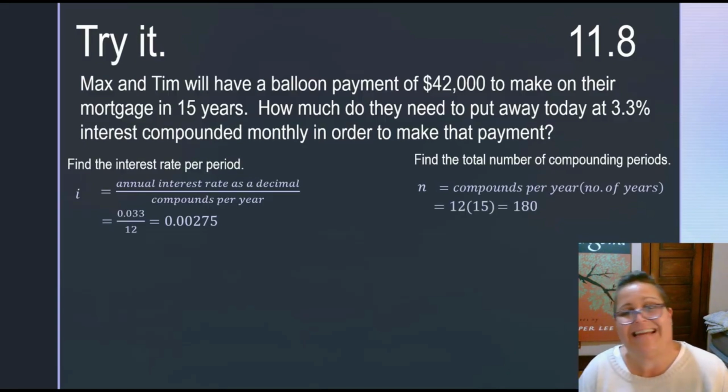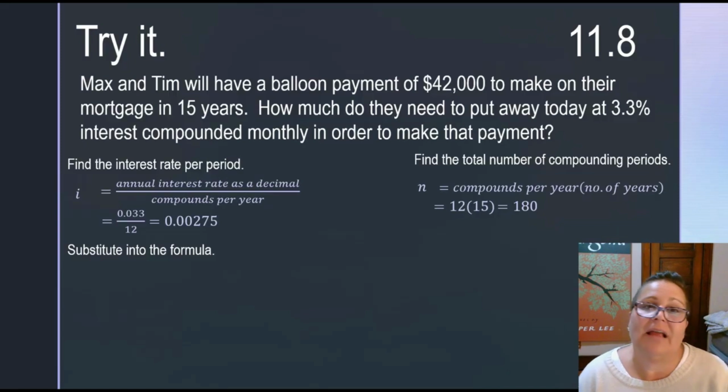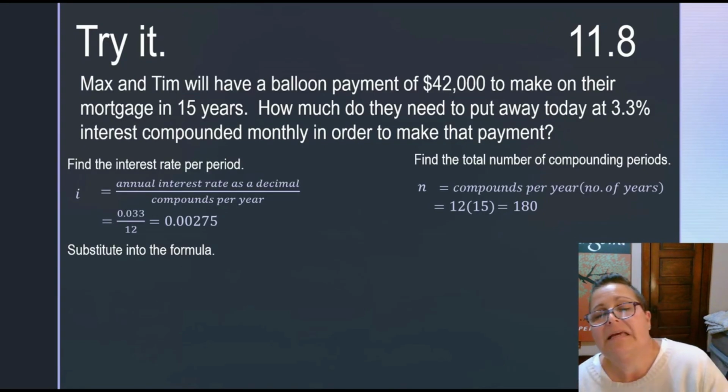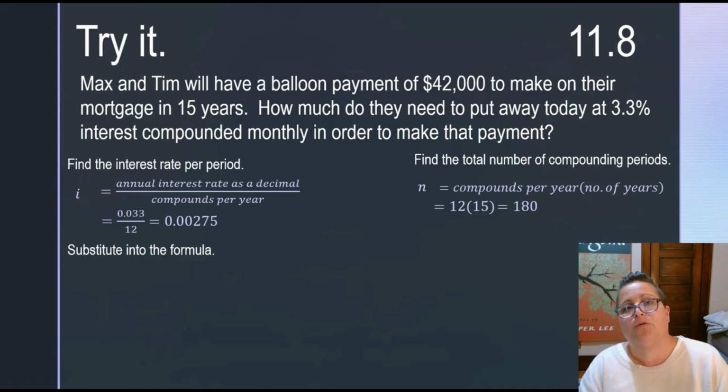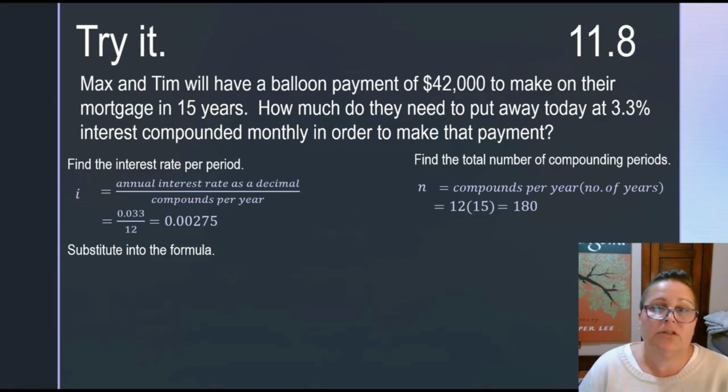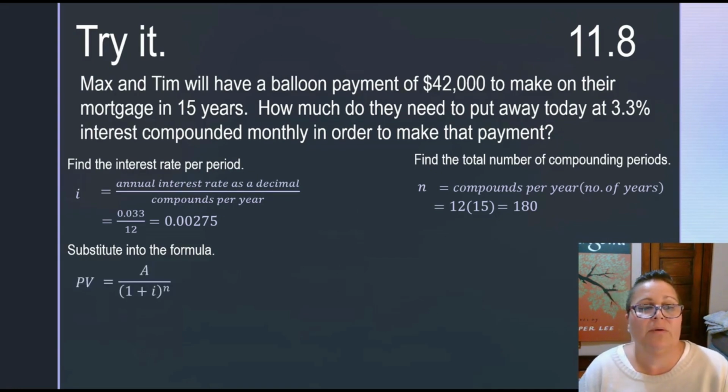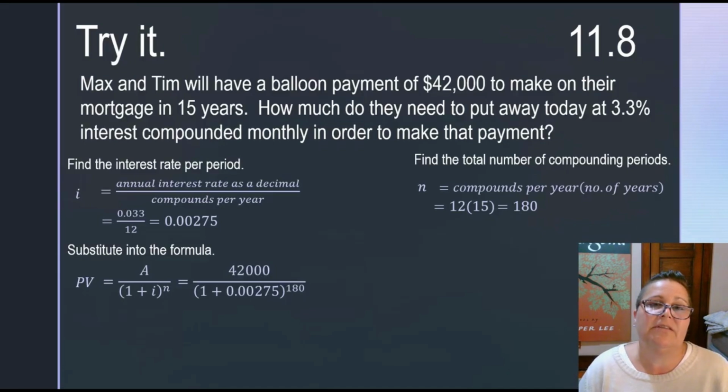That's 180. That means I can substitute the I of 0.00275 and the N of 180 into my formula, knowing that the goal amount here is $42,000. So the present value is that goal amount divided by 1 plus I to the N, or 42,000 divided by 1 plus 0.00275 to the 180th power.